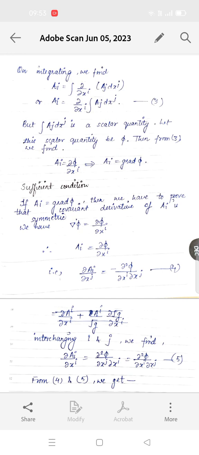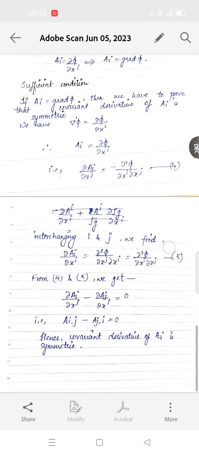But this integration part is a scalar quantity. Let this scalar quantity be phi. Then from 3 we find that A_i is equal to del phi by del x^i, which we have to prove, that is A_i is equal to grad phi.